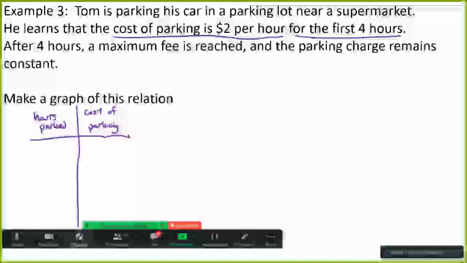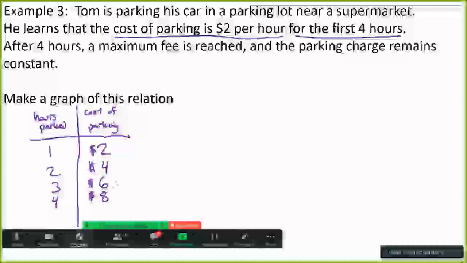So we know that it's $2 per hour up to the first 4 hours. So let's try doing those first 4. Park for 1 hour, that should be $2. 2 hours, $4. Remember, it's $2 for every hour. 3 hours would be $6, and then 4 hours would have us all the way up to $8. So it's $8 to go park for 4 hours.